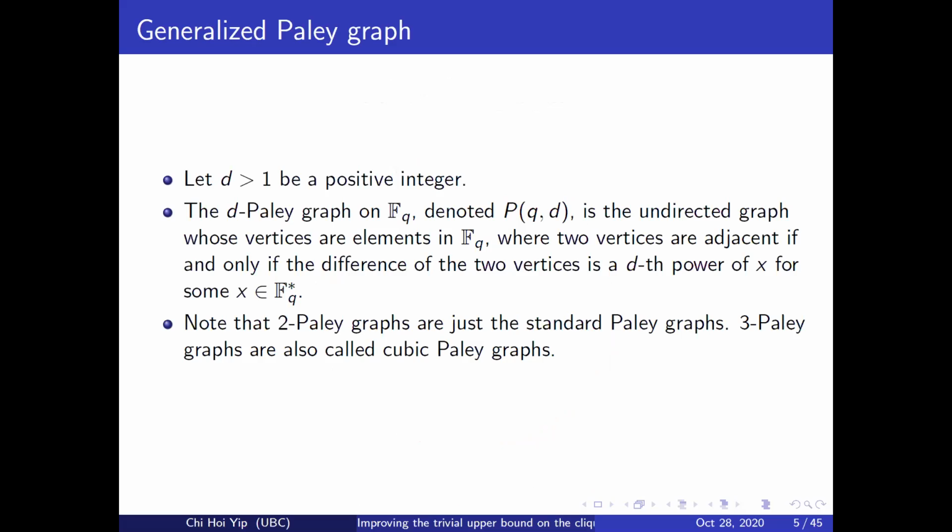Similar to the Paley graphs, we can also define generalized Paley graphs. To do that, we need to fix a positive integer d, which is larger than 1. Then we can define the d-Paley graph on F_q, denoted as P_{q,d}. The vertices of this graph are again the elements of F_q, the finite field with q elements, and two vertices are adjacent if their difference is a d-th power of some x in F_q star. Notice that the 2-Paley graphs are just the standard Paley graphs. And 3-Paley graphs we also call cubic Paley graphs.